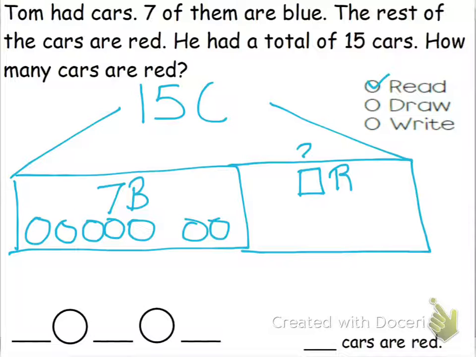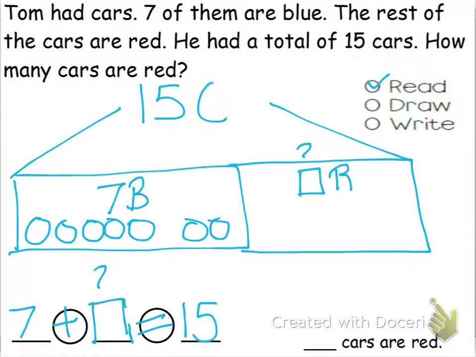Okay? So that's one thing that is different from the ones that we just did already. Okay? So we're going to add what you know is our part, plus our other part equals our whole. So we know our first part is 7, plus we don't know the other part equals 15.